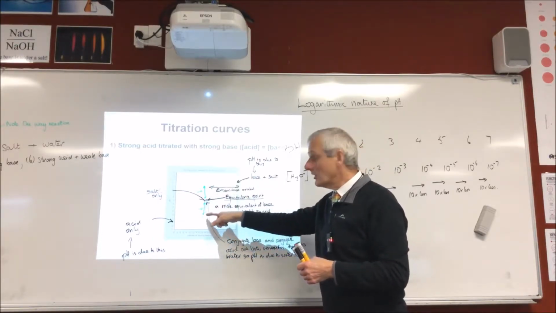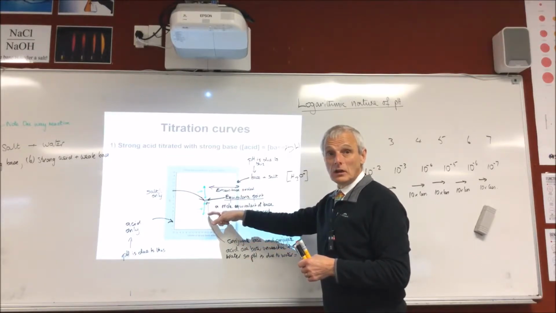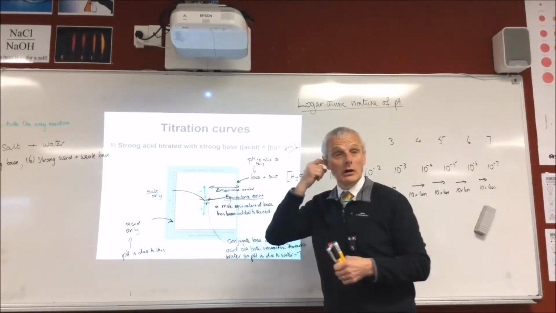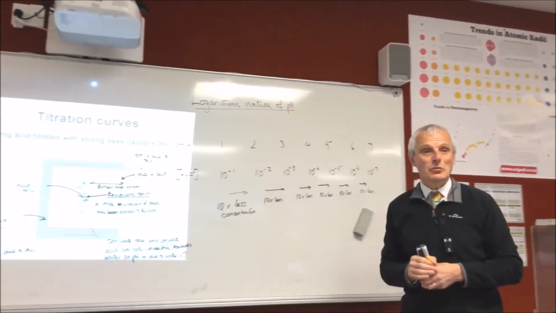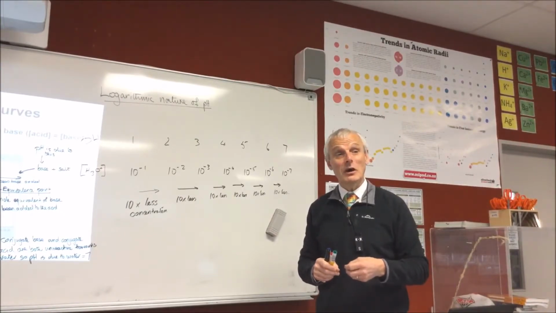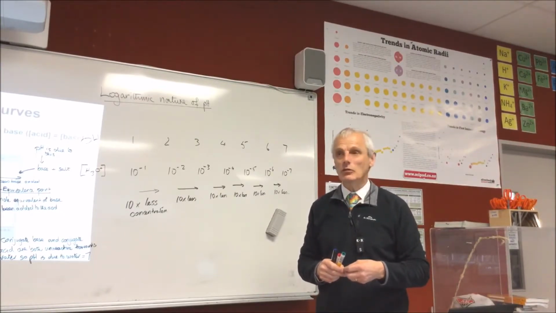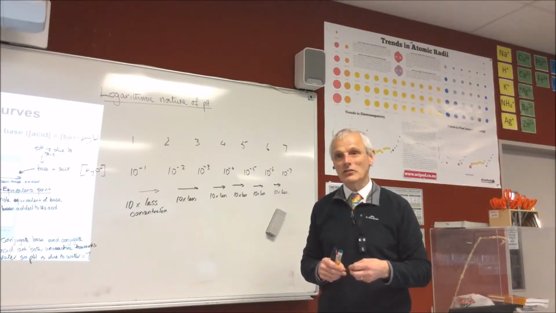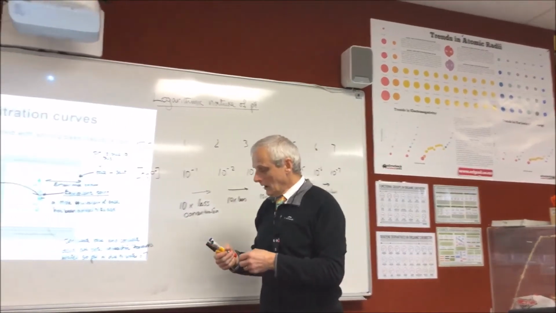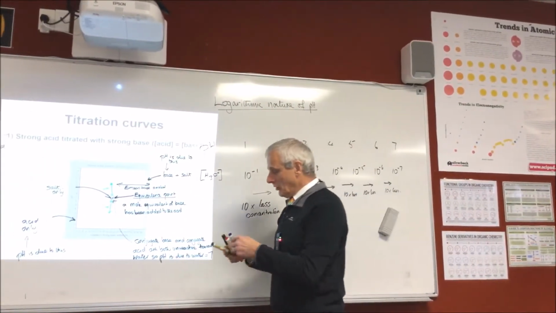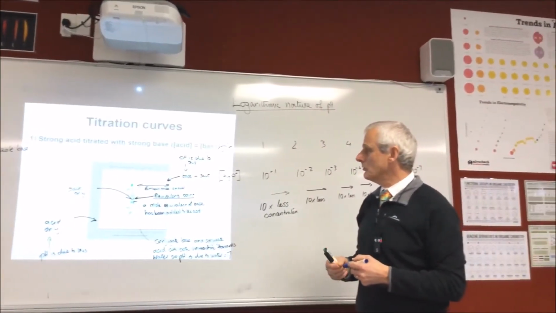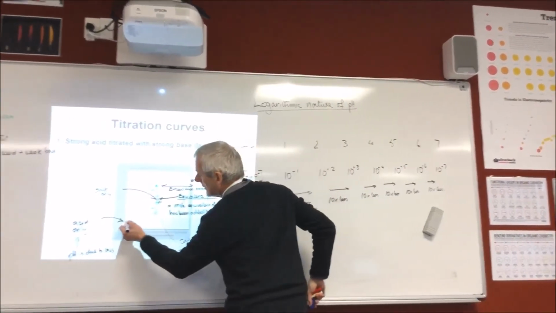So in other words, just adding 1 or 2 drops of, in this case, base, causes the pH to change by 8. So in other words, the concentration of OH- is increasing by 8 orders of magnitude, or the concentration of H3O+ is decreasing by 8 orders of magnitude. Now, in addition to that, we can calculate two other points. We can calculate the pH here.